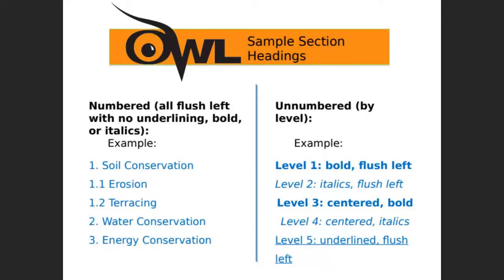So, sample sections: numbered, all flush, bold. These are some sample section headings. As you can see on the left, we have a section for soil conservation, and underneath there's erosion and terracing. So there's 1, and then there's 1.1 and 1.2, denoting that it all goes to soil conservation. Now we have water conservation, that's the second point, but there are no sub-points underneath. And then there's energy conservation.